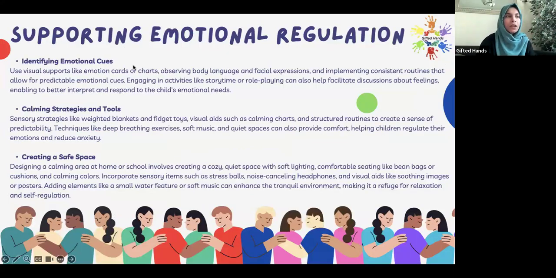Moving on. Supporting emotional regulation. The first one is identifying emotional cues, using visual supports such as emotion cards or charts, and observing body language and facial expressions. Body language and facial expressions are very important. If the child is having behavioral issues, you should be able to understand what the child's next move is. He is going to hit, he is going to kick. Those tiniest moves are what let you determine how to work with the child.